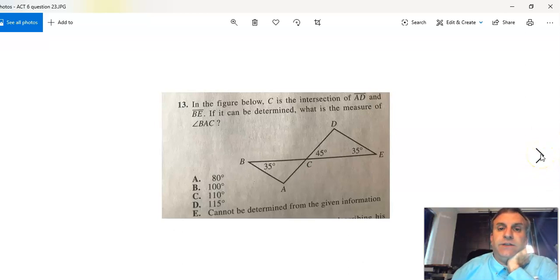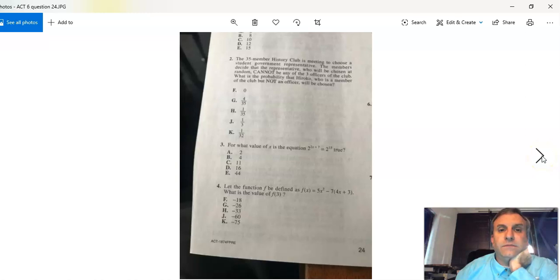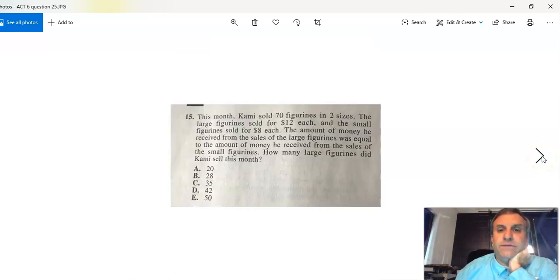All right. If figure C, intersection of AD, if it can be determined, BAC, well, do I know BCA? Yeah, it's vertical, so it's going to be 45. So if I know two angles of a triangle, can I find the third? Yep. Okay, that one's one I got to fix.